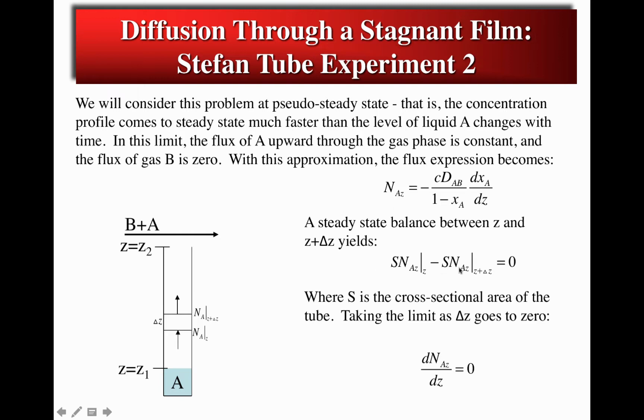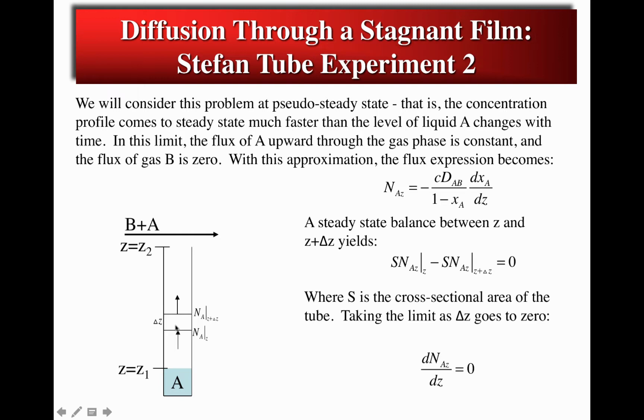If we then apply the steady state shell balance between Z and Z plus delta Z, that yields the expression shown here in the middle, where S is the cross-sectional surface area of this tube, and NA at Z is the flux of A entering that shell at Z, and NA at Z plus delta Z is the flux leaving at Z plus delta Z. There's no chemical reaction going on here, so this expression simply reduces to the fact that the flux of A entering at Z is equal to the flux of A leaving at Z plus delta Z. If that were not true, then you'd have accumulation of A inside the shell, and the problem would no longer be at steady state.